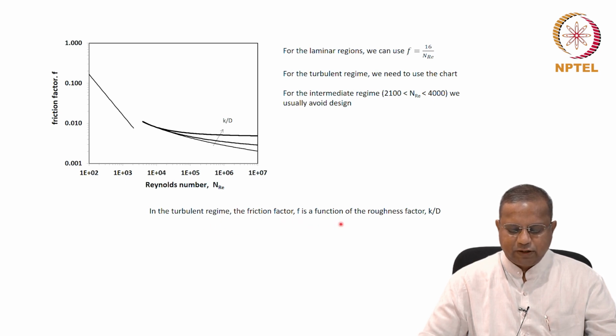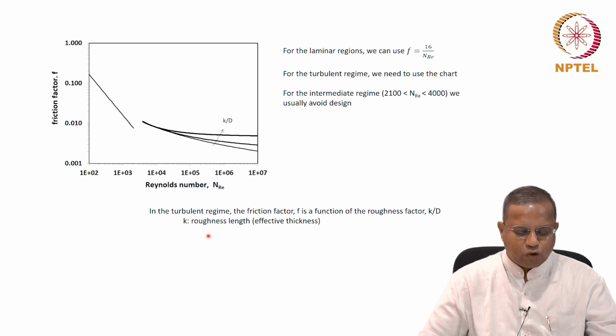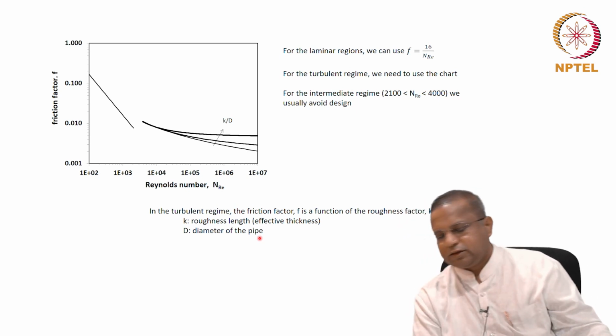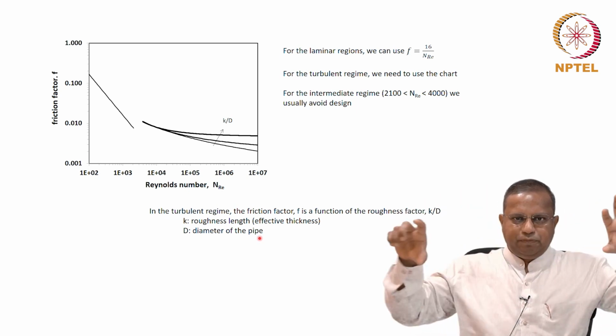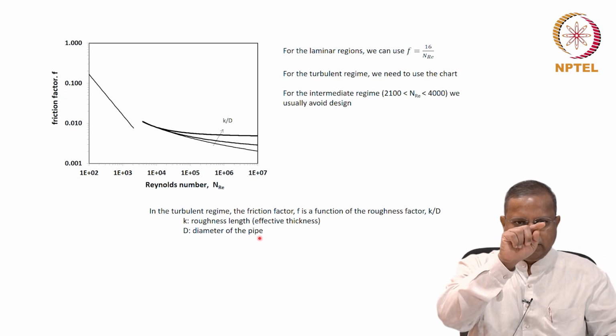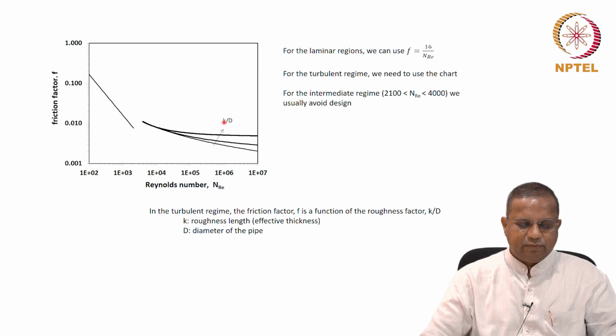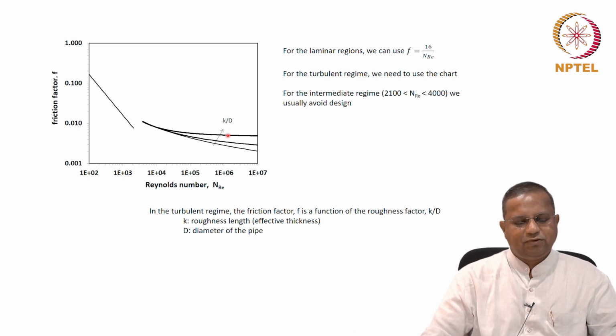In turbulent regime, the friction factor is a function of the roughness factor. Now some more explanation of the roughness factor. K is the roughness length or the effective thickness, and D is the diameter of the pipe. You have a pipe, and if you can idealize the roughness as some sort of projections, you take the projection length, that becomes K, and you divide it by the diameter of the pipe, that becomes your roughness factor. So that's what it is.